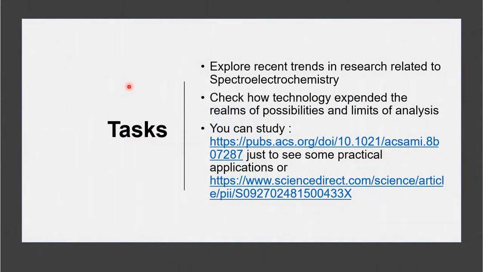Now, what you need to do is to explore the recent trends in research related to spectroelectrochemistry. See how papers have recently appeared. Those papers are covering many things about solar cells and other energy materials, and also biosensors and sensors and other things. You need to check how technology has expanded the realms of possibilities and limits of analysis in spectroelectrochemistry for detection. Then you can study these papers which are given over here.